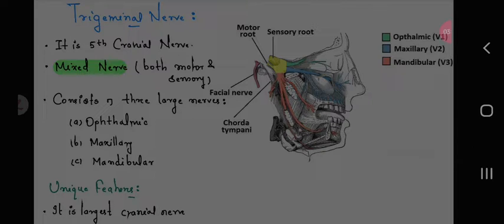It has 3 divisions, ophthalmic, maxillary and mandibular, denoted by V1, V2 and V3. Trigeminal nerve, it is the 5th cranial nerve, mixed nerve both motor and sensory, motor root and sensory root. Facial nerve, chorda tympani. Consists of 3 large nerves, ophthalmic, maxillary and mandibular.